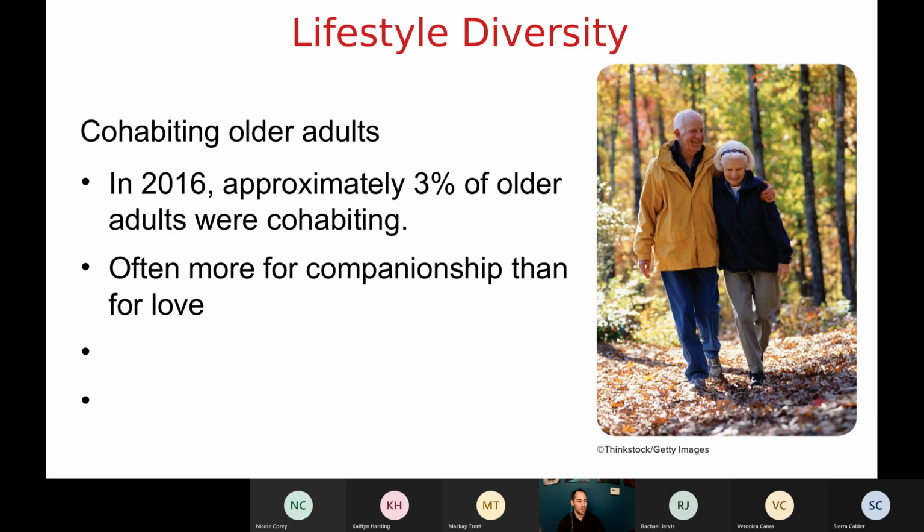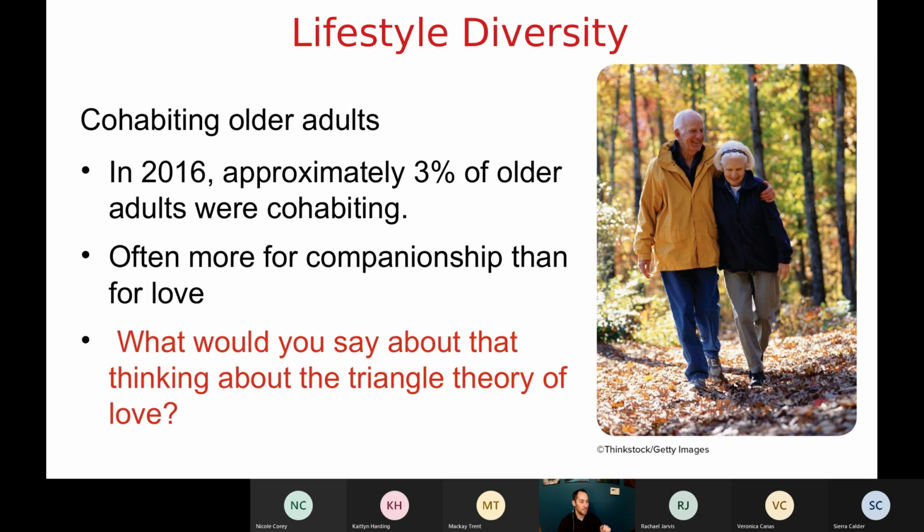There's a couple of things I want to bring up here. Let's think first about the triangle theory of love that we've talked about. It was about 2.5 weeks ago now. So think about that triarchic or triangle theory of love. This research is saying that older couples are cohabitating for companionship rather than love. What does that mean in relation to the triangle theory of love? Or what would you say about this finding with what you know about that triangle theory of love?